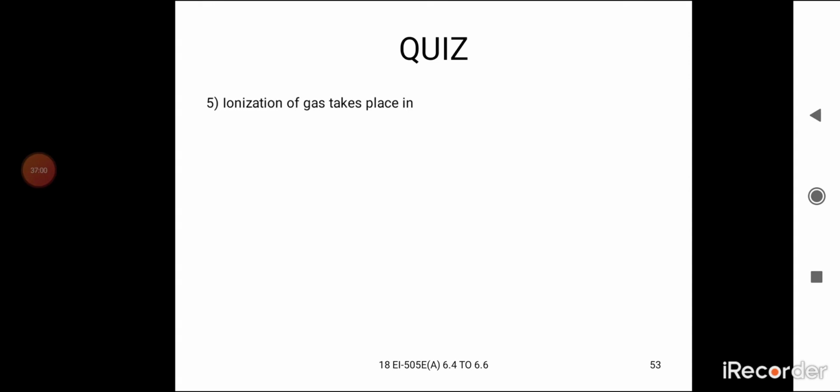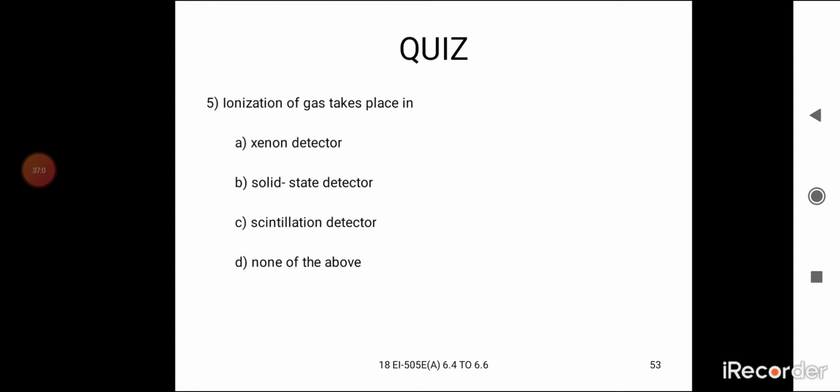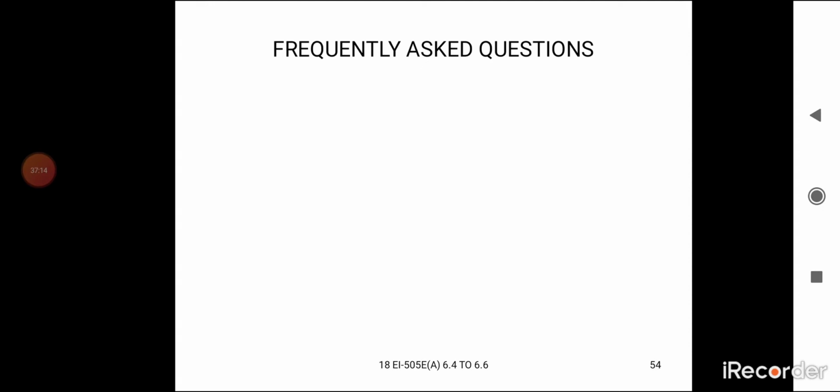Ionization of gas takes place in: xenon detector, solid state detector, scintillation detector, D, none of the above. The answer is A, xenon detector.